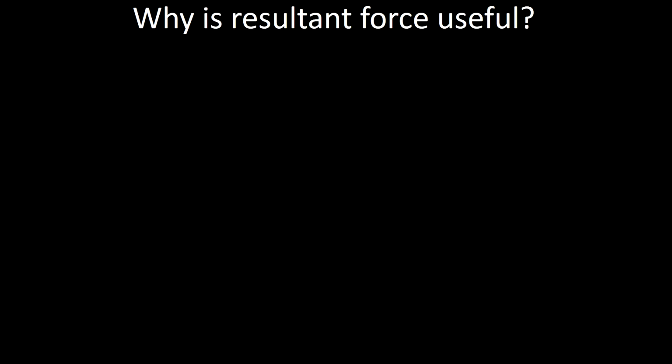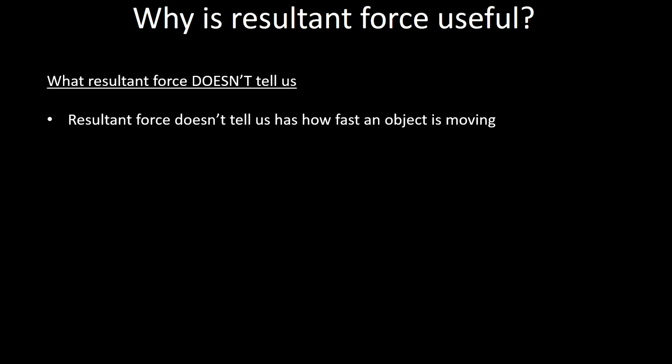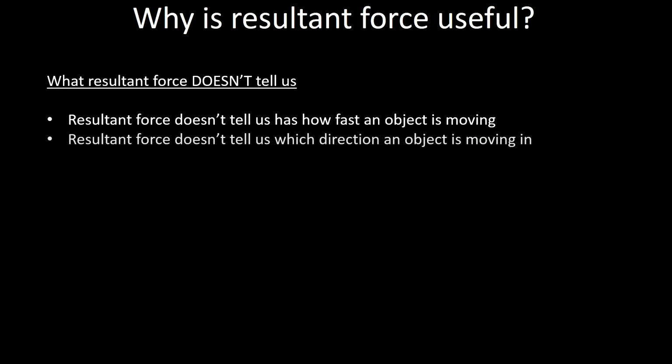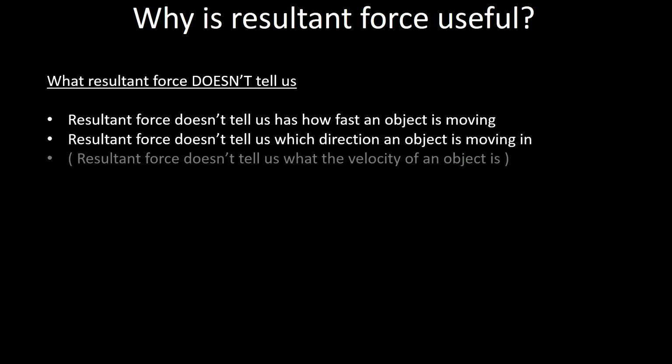We then need to understand why it's useful. I'm going to start slightly weirdly with what it doesn't do, because this is a big misconception that people have. Okay, resultant force doesn't tell us how fast an object is moving. It doesn't tell us what direction an object is moving in. If you take those two things together and remember that speed and direction added together gives us velocity, then it doesn't tell us the velocity of an object either.